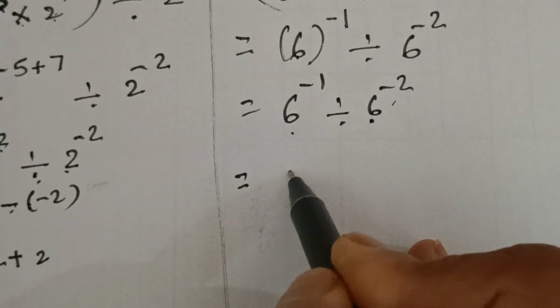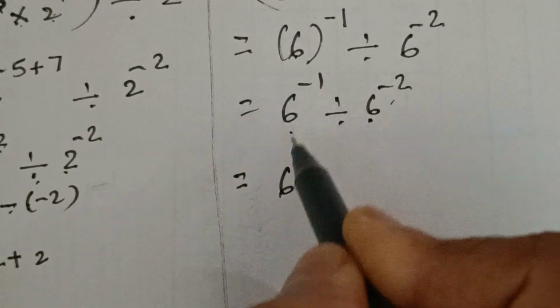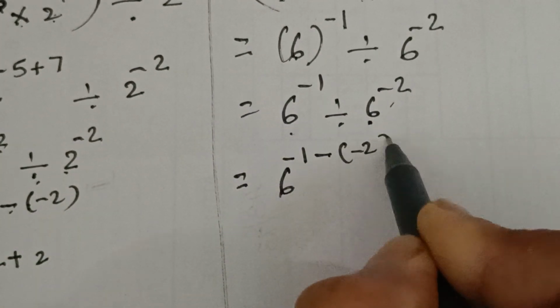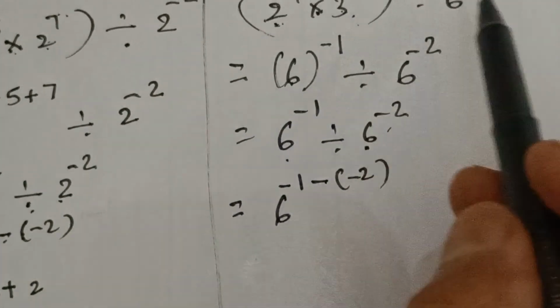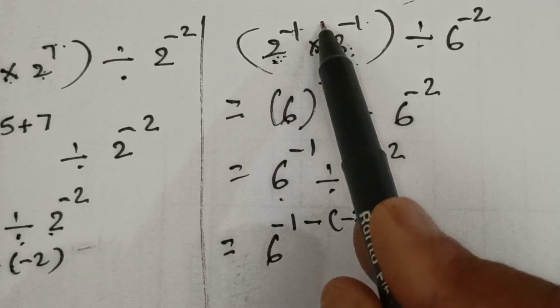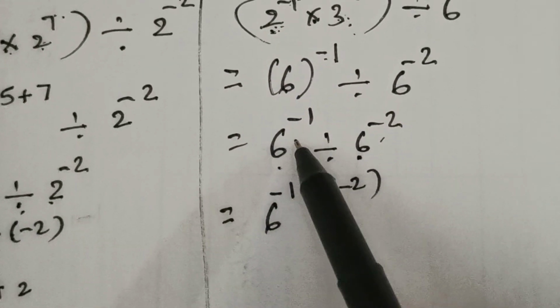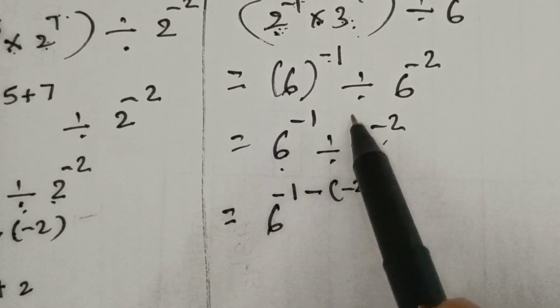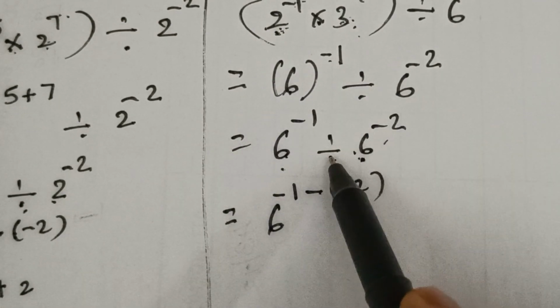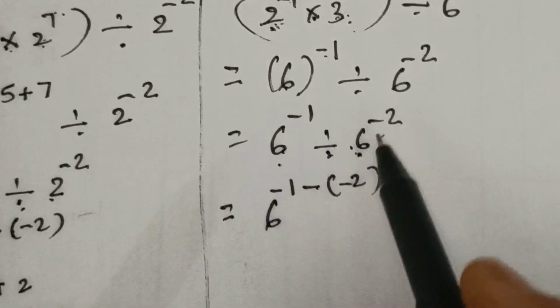So for both the 6s, write 1 6 and subtract the powers. First power minus 1 minus second power is minus 2. So two different laws we are using here. Here bases are different, so multiply them, put one common power. And here bases are same. Started with different bases, but then same bases, different powers. For division, we have to subtract the powers.